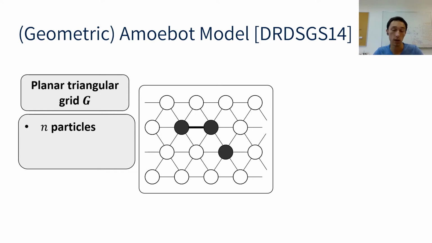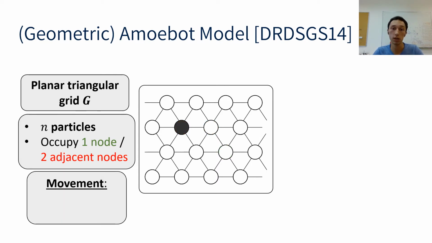More precisely, a particle occupies either one node or two adjacent nodes. If the particle occupies a single node, then it is said to be contracted. Otherwise, it is said to be expanded. Particles can move along the edges of the grid. A contracted particle can expand into any of its adjacent empty nodes, as you can see here. An expanded particle can contract into any of its two occupied nodes. Once again, you can see this operation here.